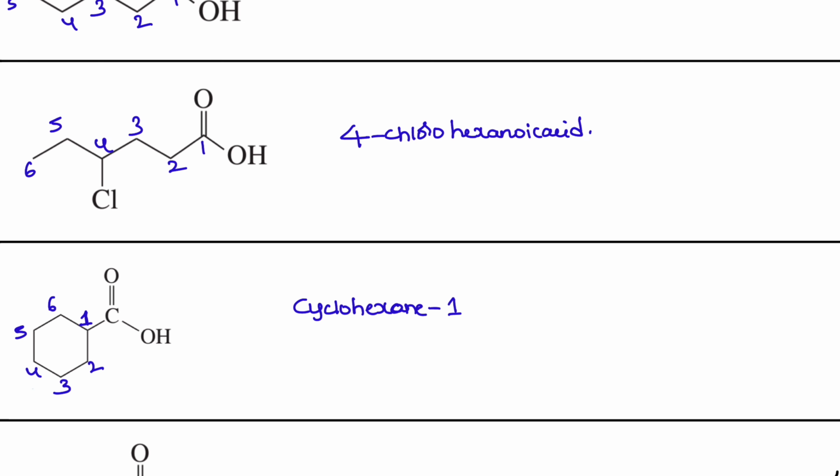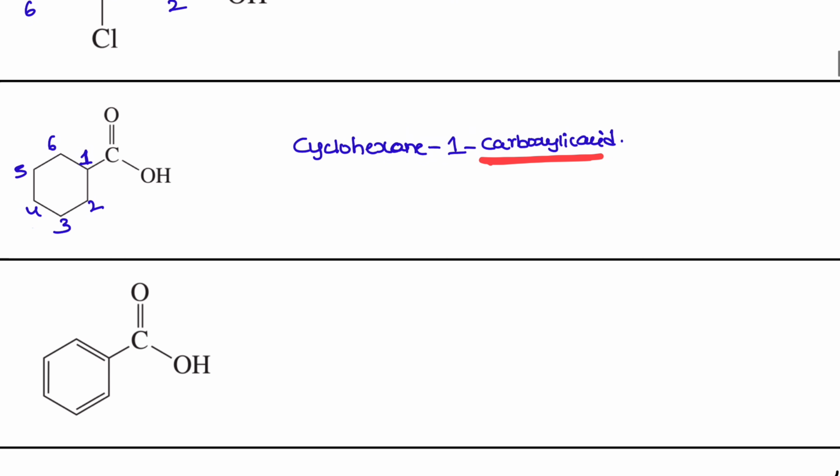At the first position, there is carboxylic acid. You need to understand the difference. Till here we said oic acid. Instead of carboxylic acid, we said oic acid because C of COOH was in the longest chain. But now C of COOH is not in the longest chain. Therefore, we are using a special suffix, that is carboxylic acid.